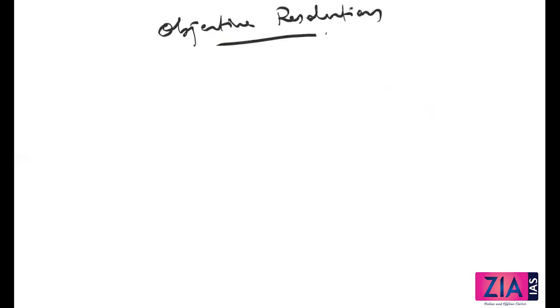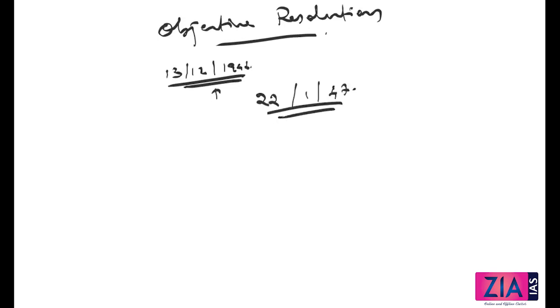So when was the Objective Resolution introduced? I hope you have clear knowledge about this. The Objective Resolution was introduced on 13th December 1946. This resolution got passed on 22 January 1947. So what is this Objective Resolution?